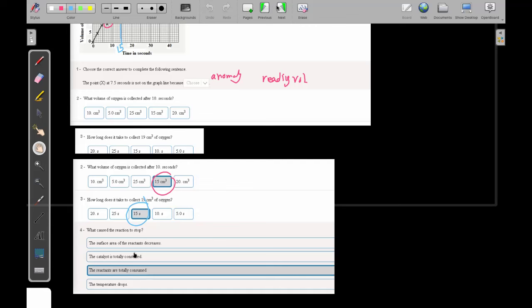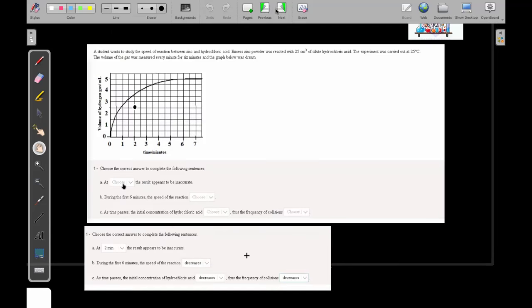This is the same question. So at what time do the results appear to be inaccurate? This is the time. So it is at 2 minutes.